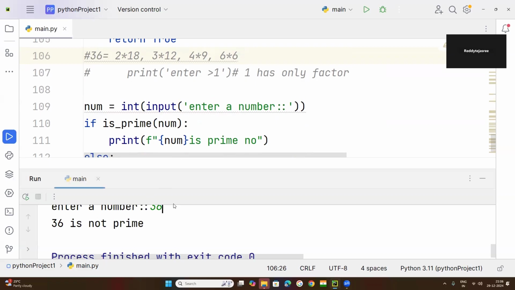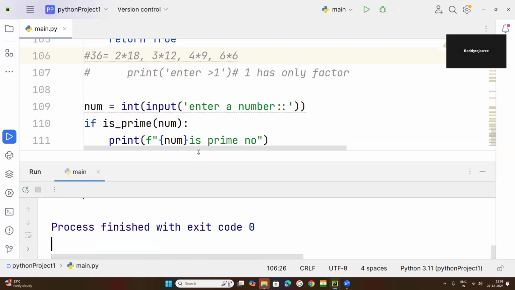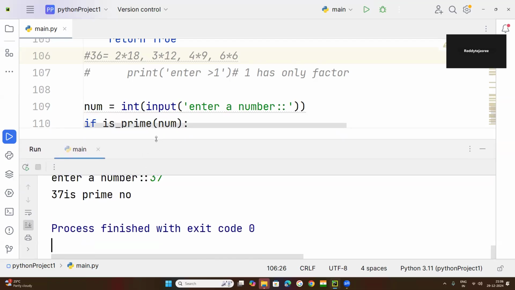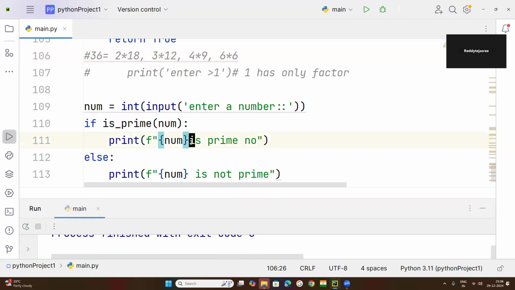Okay. If I have taken this number here, 37. 37 is a prime number. Why is 37 a prime number? In between 2 and 6, the square root of 37 is about 6.